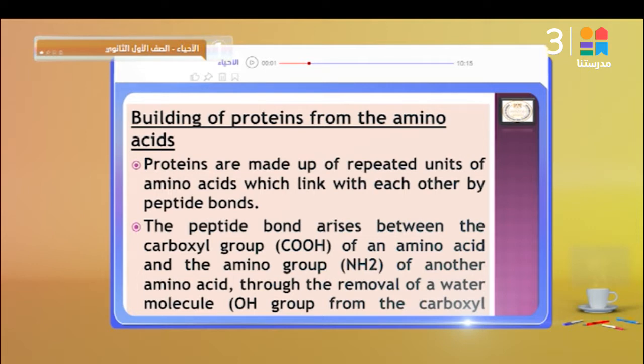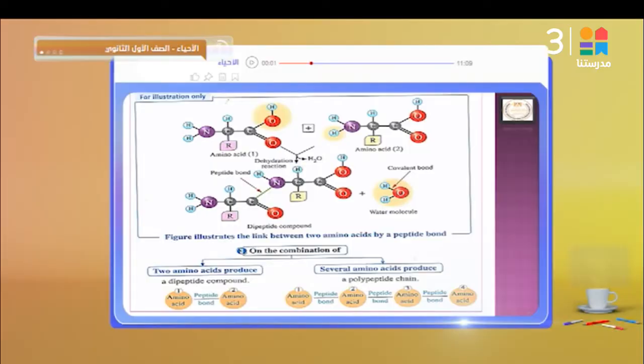The peptide bond arises. What is the meaning of arises? Connection between the carboxyl group COOH of an amino acid and the amino group NH2 of another amino acid through the removal of a water molecule, the OH group from the carboxyl and a hydrogen from the amine group. Okay? For illustration only, this is on your screens. The bond between the first amino acid and the second amino acid must remove water.